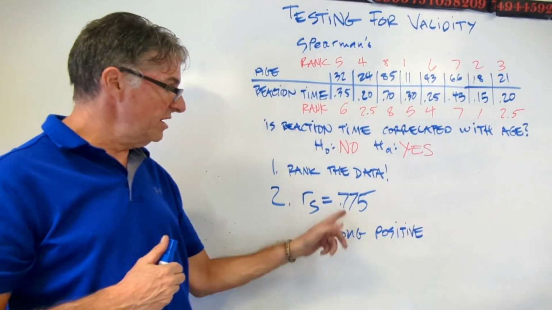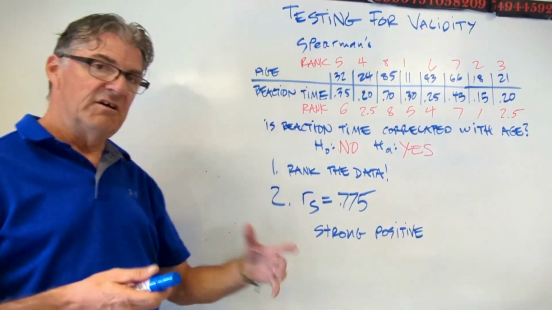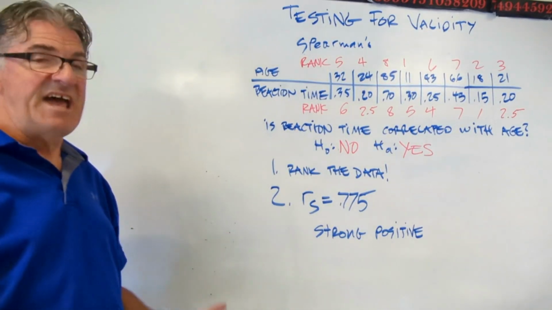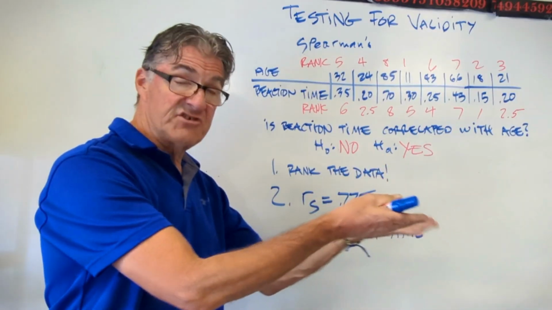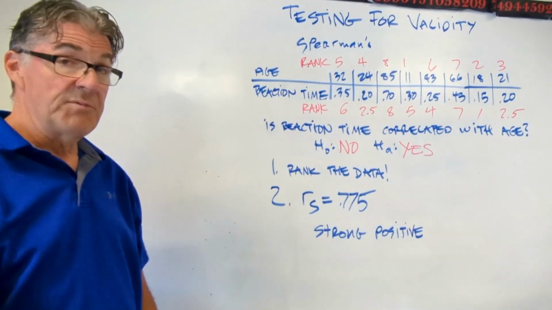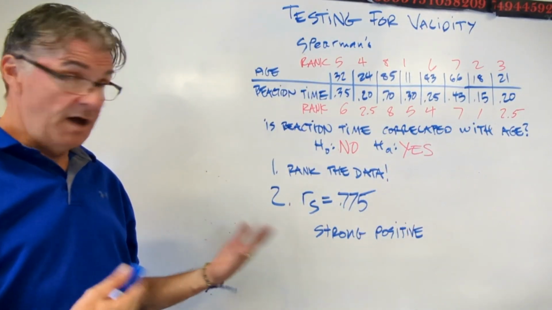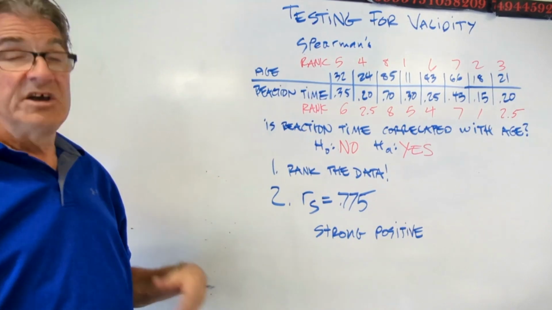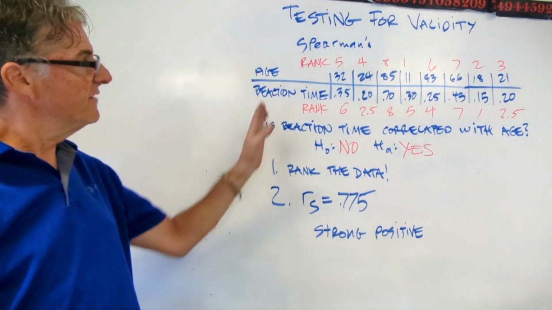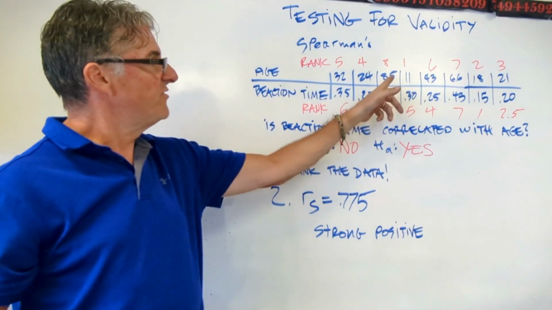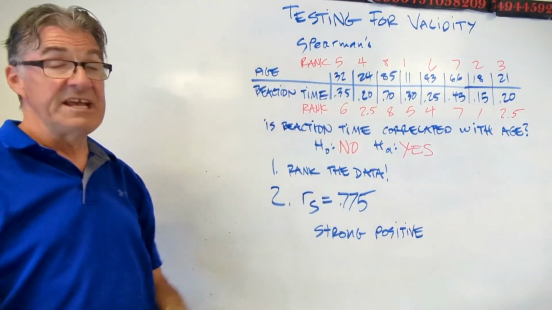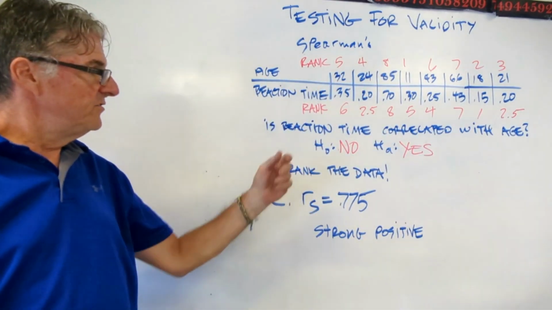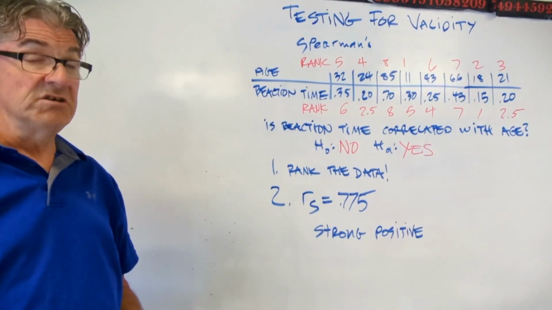So we have a strong correlation, and it's positive. Now, what that means is, as age increases, so does reaction time. And strong positive, so it's pretty well proven by our data calculation. You can also see that by data snooping. If you just look at this, you're going to see that the higher the age, the higher the reaction time. It's right in the data. But Spearman's confirms that it's a strong correlation.